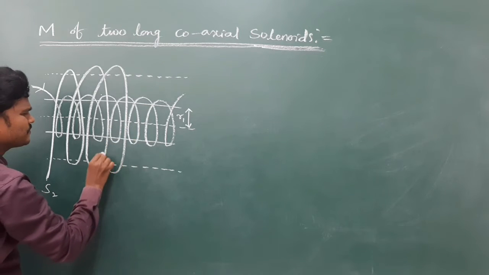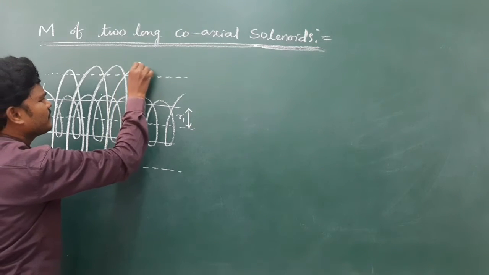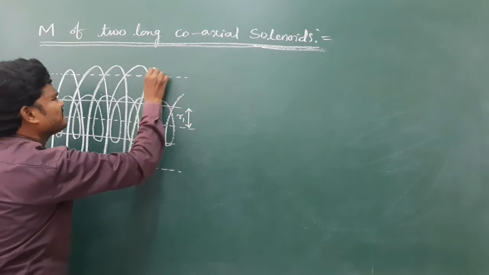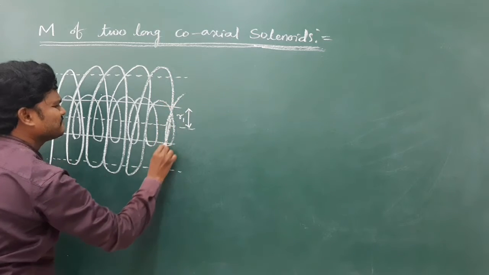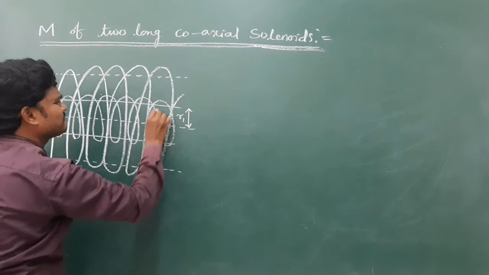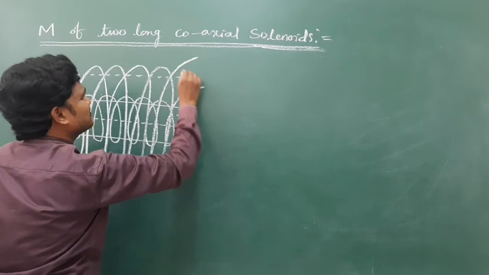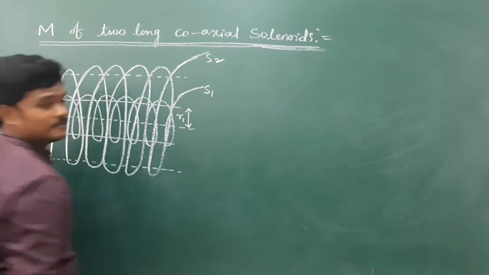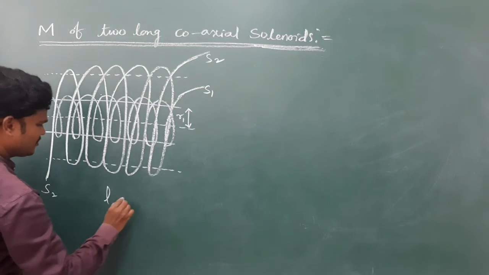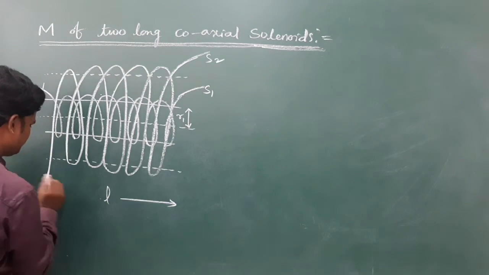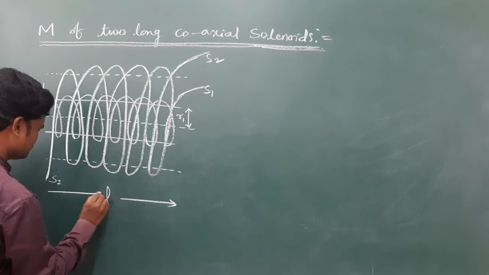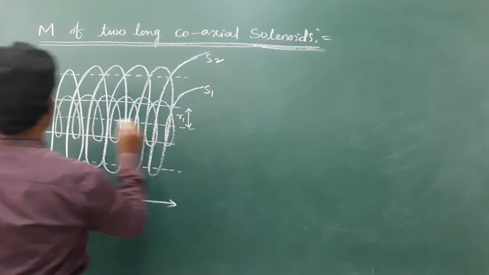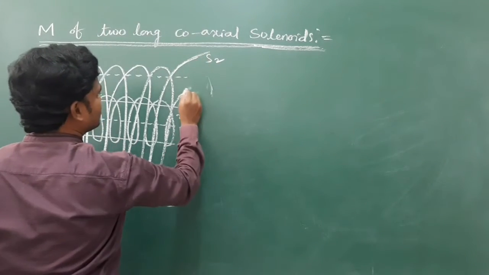Draw correctly. Feel that one is surrounded by the other, that's it. Okay, this is the S1 solenoid, this is the S2 solenoid. Let us suppose L is the length of each solenoid. Is it a clear diagram? And let us take R2 as the radius of the second solenoid. This is S1.